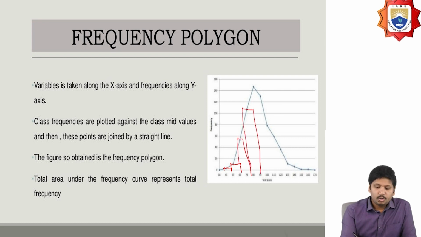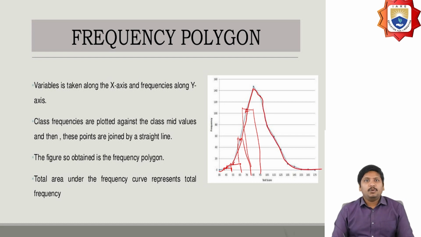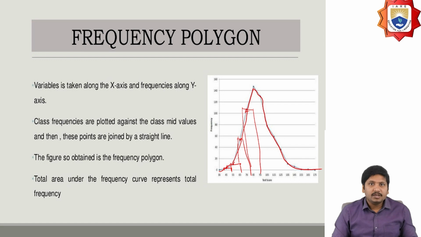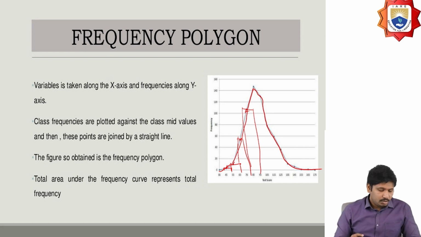If we join all the midpoints of the rectangles with a line, then it is called a frequency polygon. Here also the variable should be taken on the x-axis and frequencies on the y-axis. The class frequencies are plotted against the mid values, and the figure so obtained is called the frequency polygon. The total area under the frequency polygon represents the total frequency.